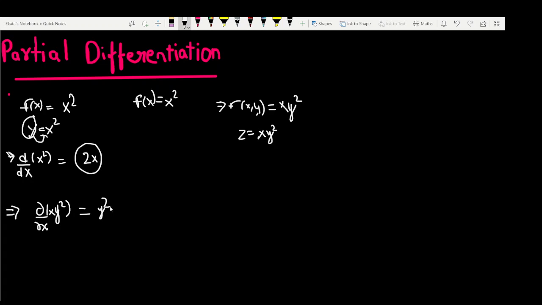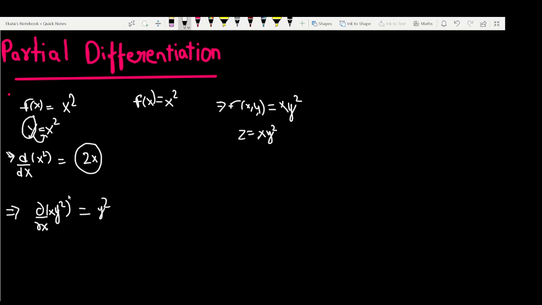So partial differentiation generally arises when you have defined more than one variable. Its use is applicable when there is more than one variable. You can't apply this del by del x for x squared; for x squared, there is a normal derivative d by dx. But for more than one variable, we use partial differentiation. So that's the meaning of partial differentiation.